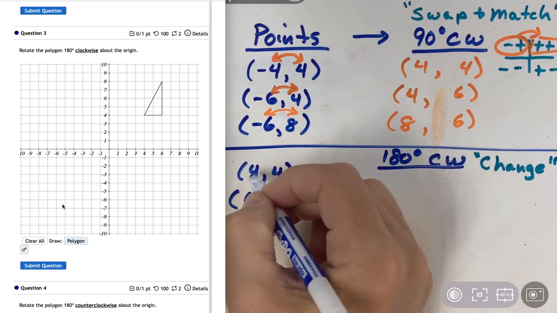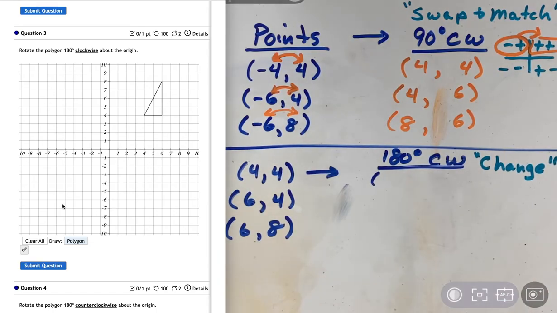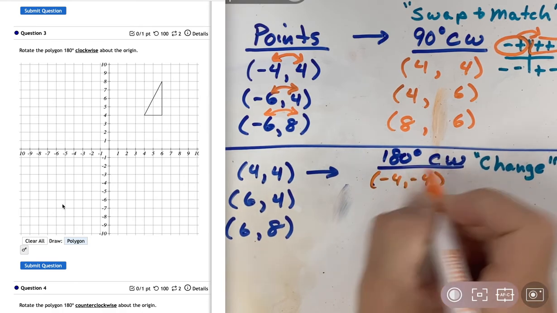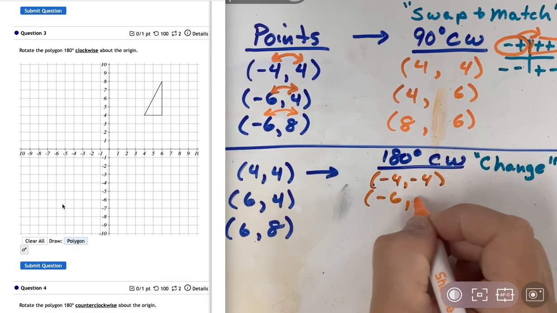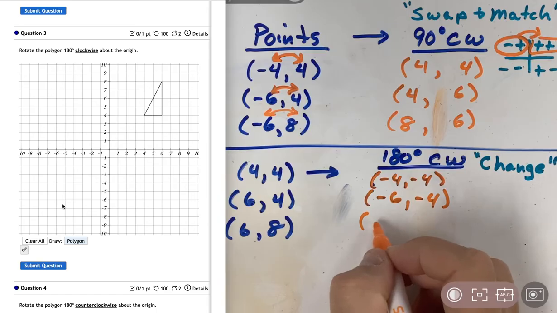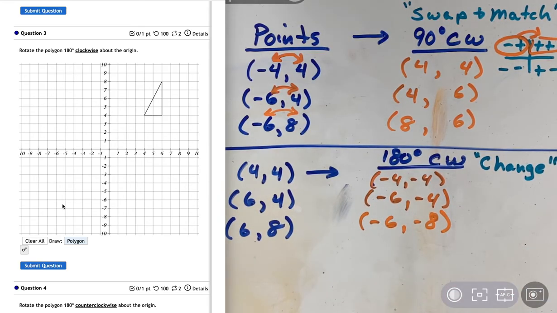So I've got a positive 4, positive 4. That now will change into -4, -4. This is positive 6, positive 4. That's going to change into -6, -4. Lastly, this is positive 6, positive 8. That'll change into -6, -8. That's all it is for changing 180 degree type rotations on the coordinate plane.